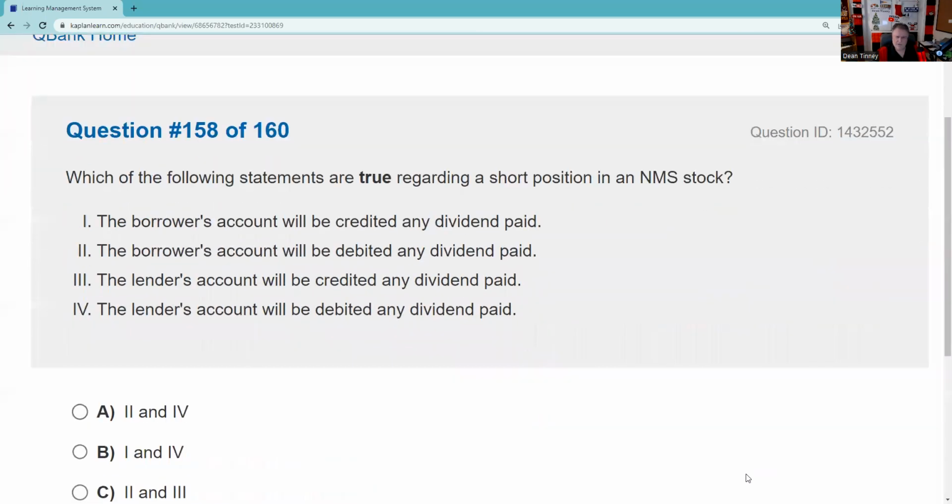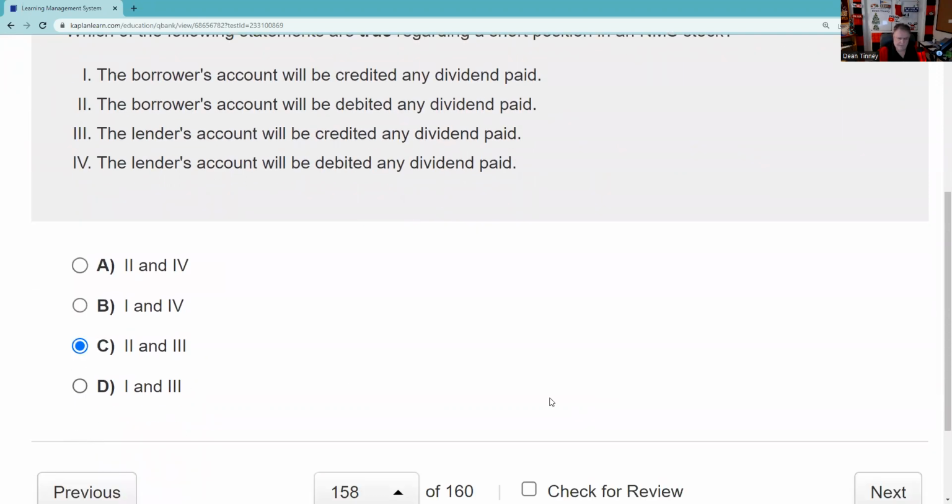158, which of the following are true regarding a short position in a national market system stock? The borrower's account will be credited. No, if you have borrowed the security and it pays a dividend, you're not going to get the dividend. In fact, you're going to get debited for it. You're going to have to pay the lender. And so 2 is true. The lender is going to get the credit. They're going to get the dividend. So it's 2 and 3. 2 and 3.